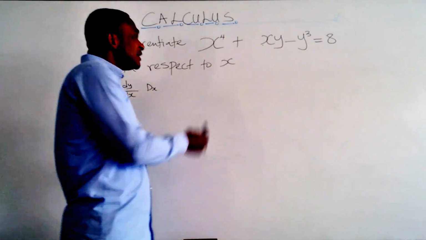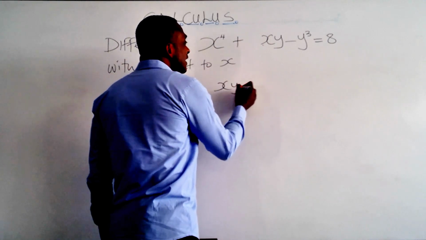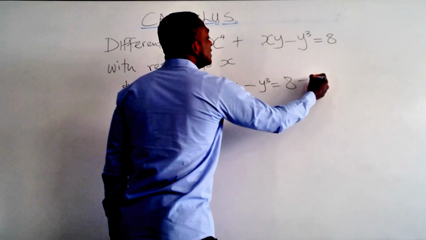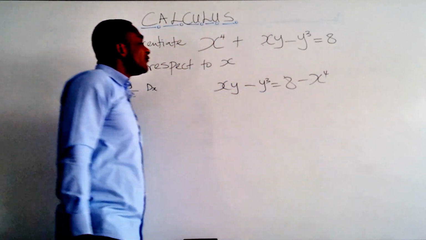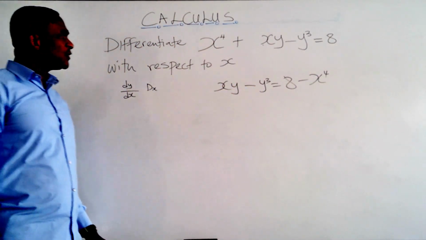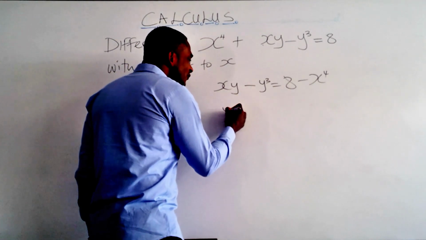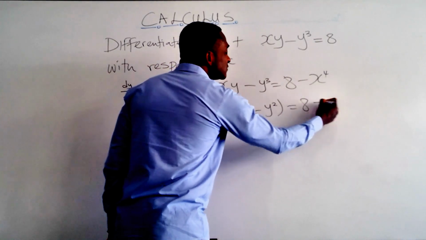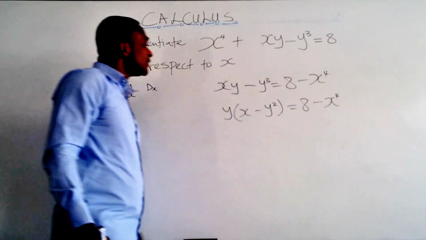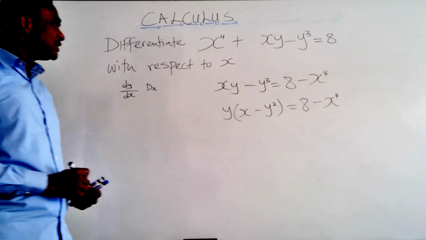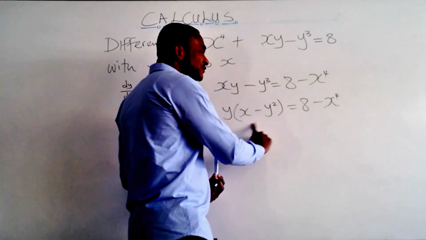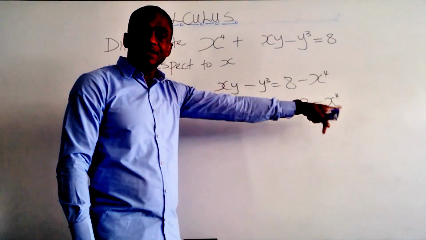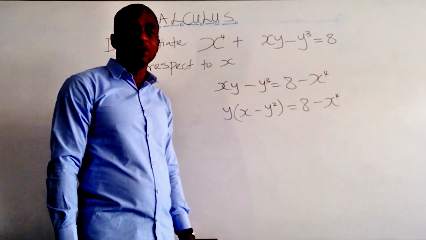Now, let's see if we can actually do that. If we have xy here minus y cubed equals 8, and then this becomes minus x to the power of 4. Now, we can factorize this. If we take out y, we have (x minus y squared) equals 8 minus x to the power of 4. If we still look at this critically, we see that even if we divide both sides by the coefficient of y here, we still have an element of y on the other side. So this will not work.